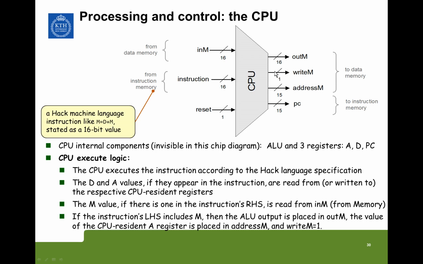Write M will be whether memory has to be written or not. If write M is 1, then we need an address where to write in the memory and what should be the value we write to the memory. Let's see the CPU execute logic. It performs operations according to the instruction it receives. It can read or write the D and A register values, and it can read or write the memory according to the address given in the A register.